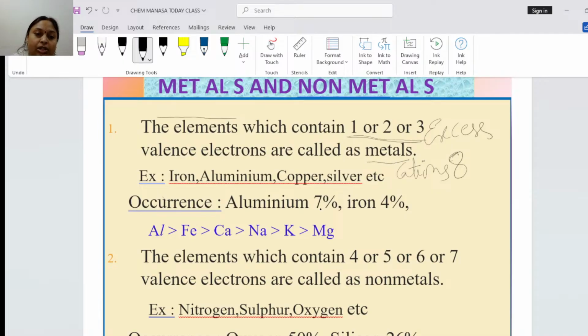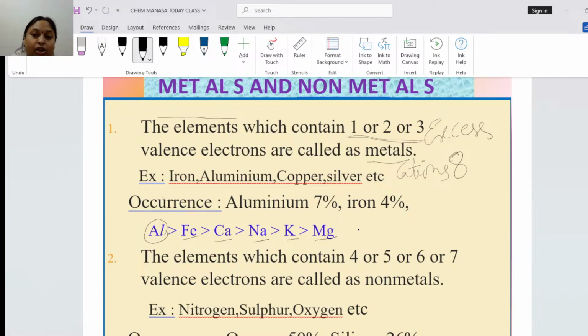The elements which have the capacity to lose 1, 2, 3 electrons are known as metals. When it comes to occurrence, the most abundant metal is aluminum, then iron, calcium, sodium, potassium, and lastly magnesium. This is the order of availability of metals. Next we have the non-metals.